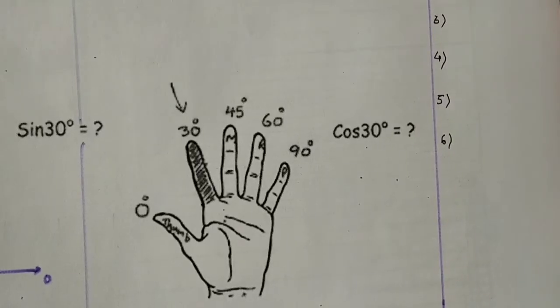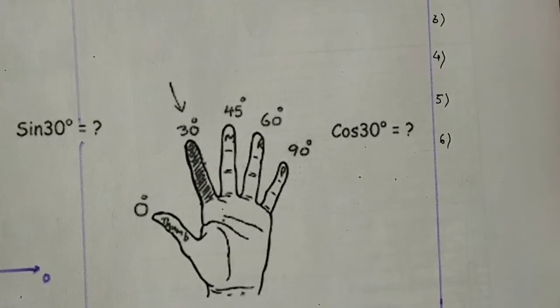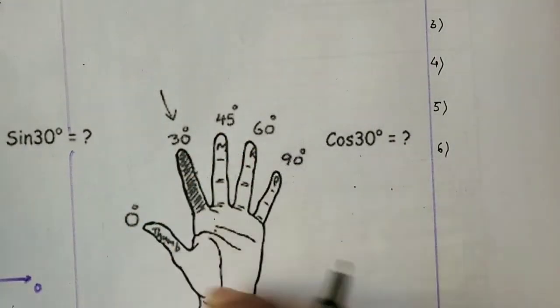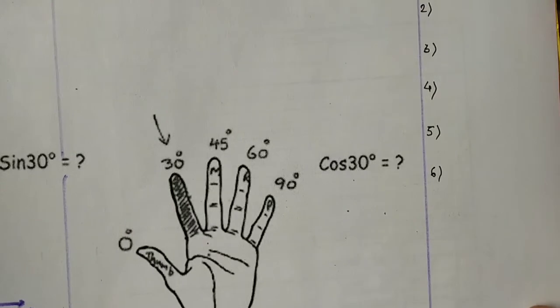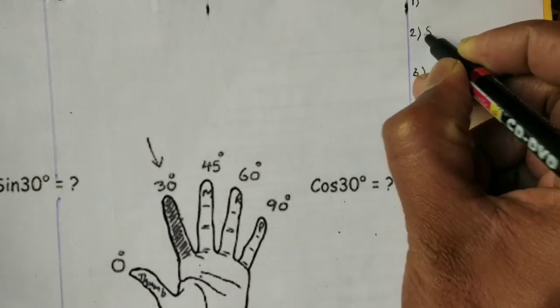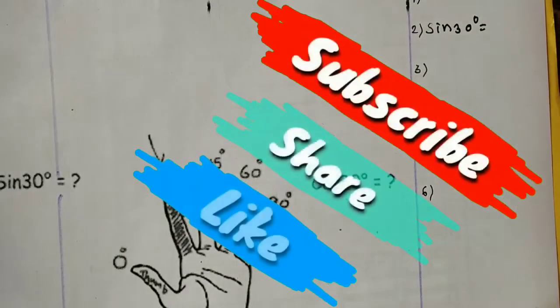Hello everyone. In today's lecture, we will see how to find out the trigonometric values using the left hand. Suppose this is your left hand, and from this left hand I want to calculate sine of, suppose, 30 degrees. So what is sine 30 degrees?